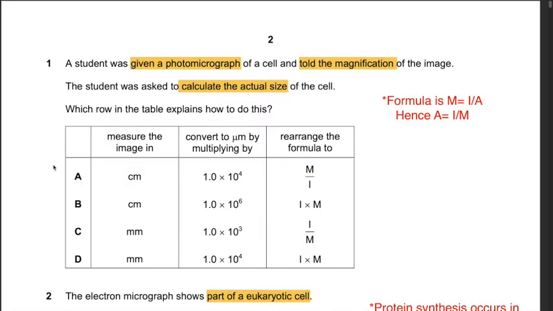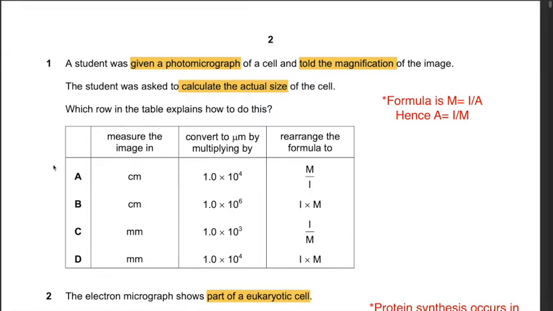Question 1. A student was given a photomicrograph of a cell and told the magnification of the image. The student was asked to calculate the actual size of the cell. Which row in the table explains how to do this? Now the question asks us, how do you calculate the actual size of the cell? And if you recall the formula for magnification, magnification is equal to image size upon actual size. Hence the actual size is equal to image size upon magnification if you rearrange the formula.